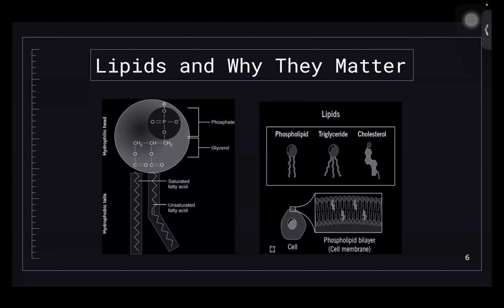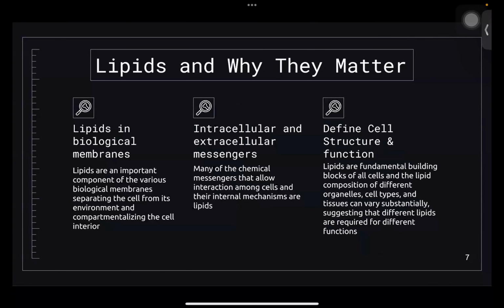And all of these have important uses, such as in our biological membranes, right? Lipids are a very important component of the various biological membranes that separate our cell from its environment, or even the cellular interior. They act as messengers as well. So they're involved in a lot of pathways and internal mechanisms to help us do things such as secrete the hormones that the pancreas would secrete. And they also help define the cell structure and function.